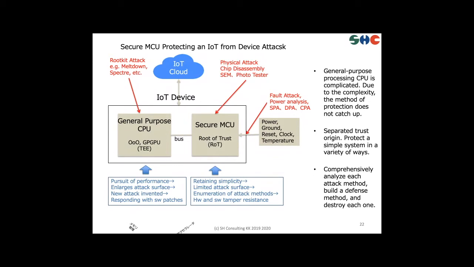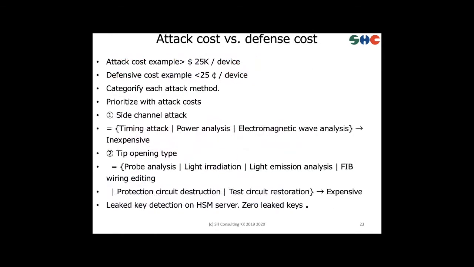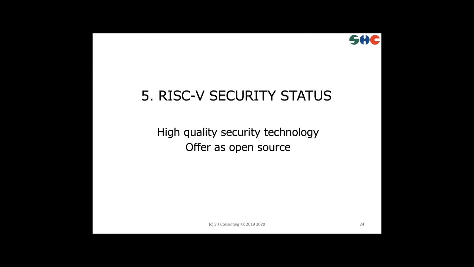This is how many chips, like Apple's iPhone chips, Samsung's chip, and BlackBerry's chip, are all configured. This is the best way to reduce the defense cost per attack cost. Anyway, we're going to move on.